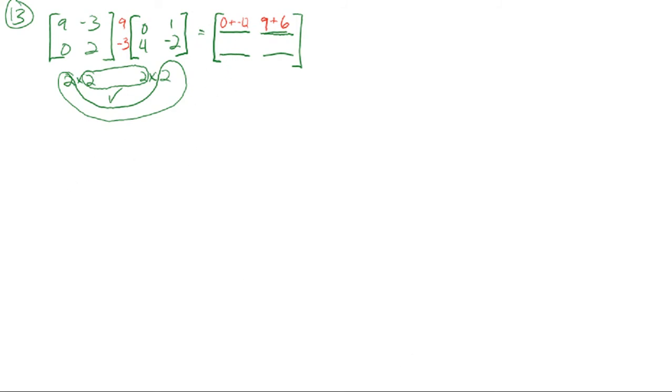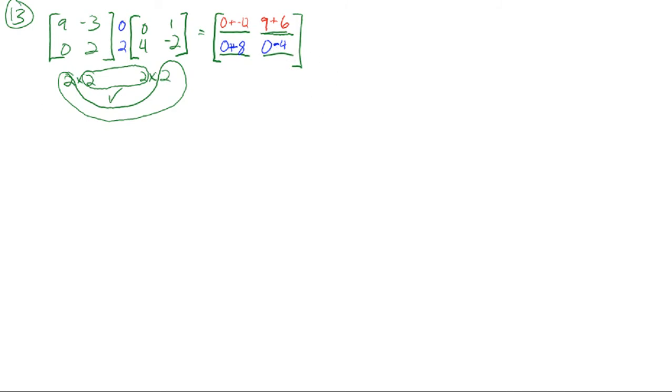Alright, now we have gone through and multiplied by all the columns that we see. So now we will be done with that first row that we were using, and we'll move on to the second row. Second row, first column is the second row rotated and multiplied by the first column. 0 times 0 is 0, plus 2 times 4, which is 8. Second row, second column, second row times the second column. 0 times 1 is 0. 2 times negative 2 is negative 4. So we're going to subtract 4.